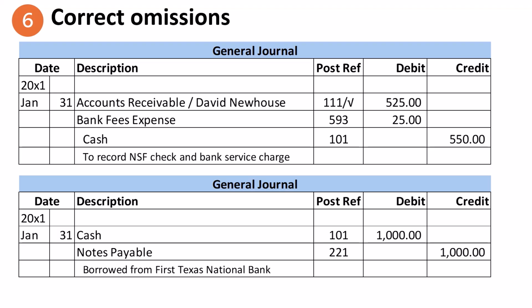Once these journal entries have been posted to the general ledger, the company's accounting records will reflect all of the transactions identified during the reconciliation process. At that point, the adjusted cash balance in the general ledger will agree with the adjusted balance shown on the bank reconciliation, completing the process.